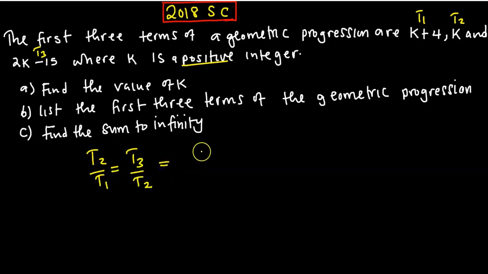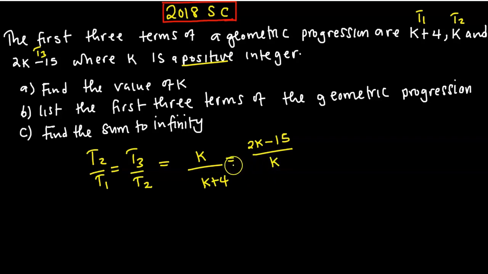So we are going to replace term number 1. What is term number 1? K plus 4. Divide, what is term number 2? Just K. Equal to, what is term number 3? Term number 3 is 2K minus 15. Then term number 2. Okay, this one shouldn't have been this one. It should have been term number 2, which is just K, then term number 1, which is K plus 4, then here term number 2, which is K. So it should be like this.